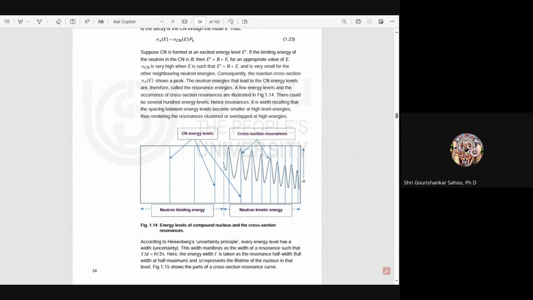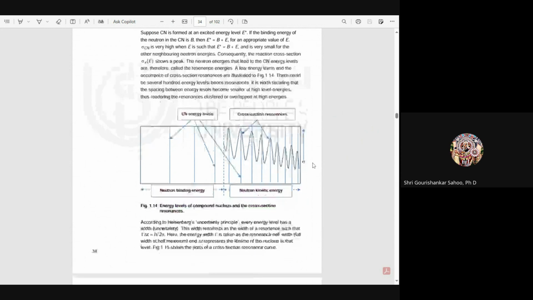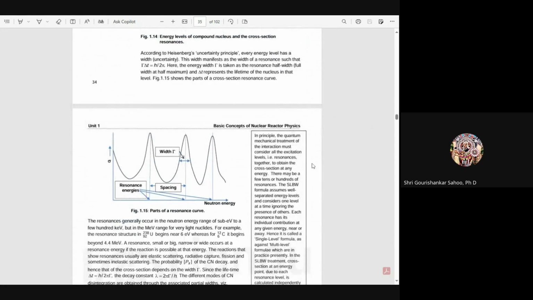So you can see the spacing between energy levels becomes smaller at higher energies, thus rendering the resonances clustered or overlapped at high energy. According to the Heisenberg uncertainty principle, every energy level has a width or uncertainty. This width manifests as the width of a resonance such that delta E delta T is equal to h by 2 pi. So the energy width is taken as the resonance half width, that is full width at half maximum, and the delta T represents the lifetime of the nucleus in that level.